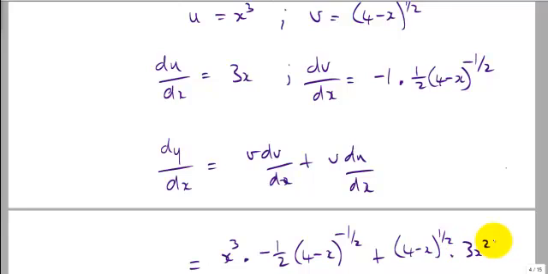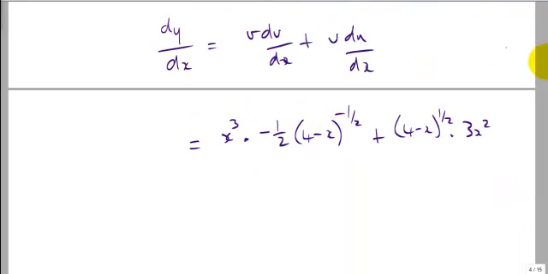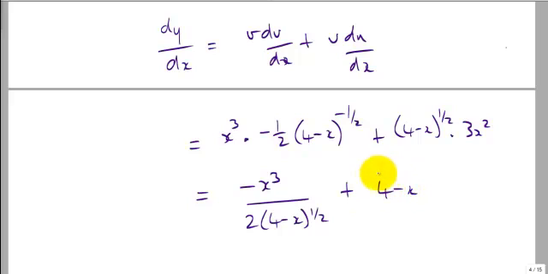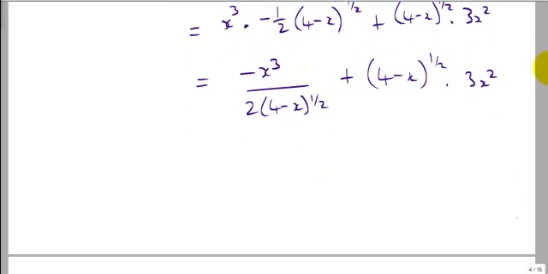So we can simplify that a little bit, and we say that that's equal to minus x cubed over 2 into 4 minus x to the power of 1/2, plus 4 minus x to the power of 1/2 times 3x squared. Now again, this is fine as an answer, but if you had to differentiate this again, it might be worthwhile trying to clear it up.